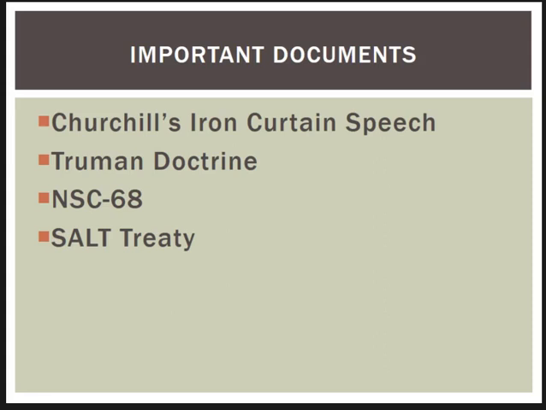NSC 68 is simply a National Security Council document. It created the concept of containment, that process by which we would acknowledge that the Soviet Union had taken most of the areas of Eastern Europe and there wasn't much we could do about it, but we could prevent them from spreading any further. And then the last one is the Strategic Arms Limitation Talks Treaty, in which we attempted to get together with the Soviet Union and at least limit the number of weapons that we were building. And it was to some degree successful.